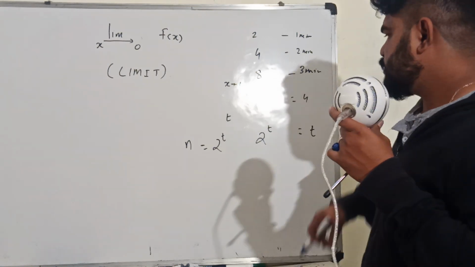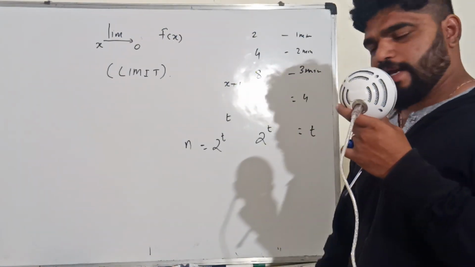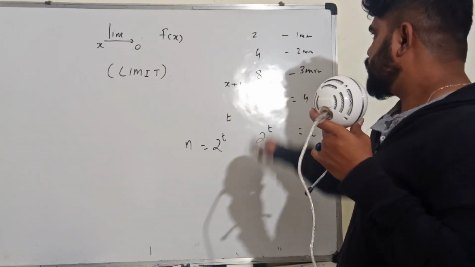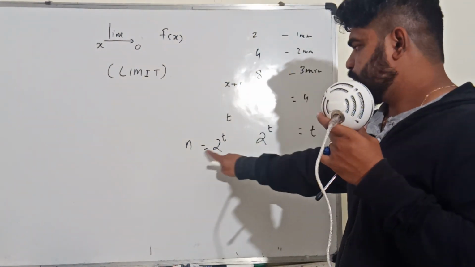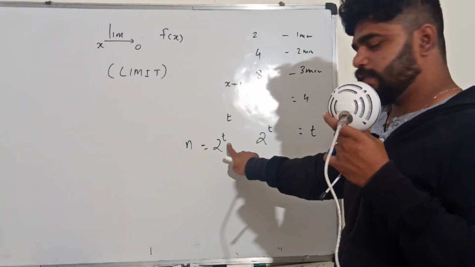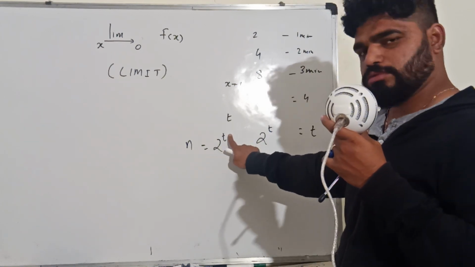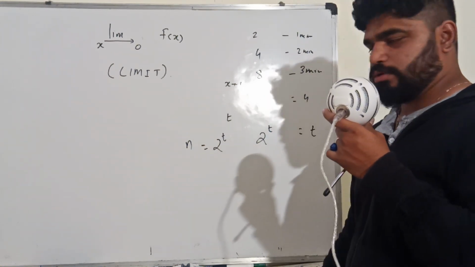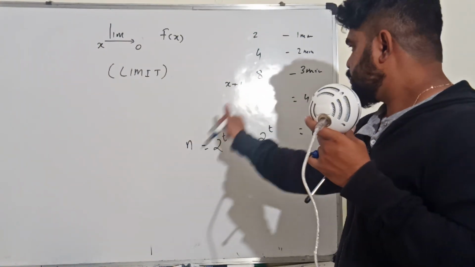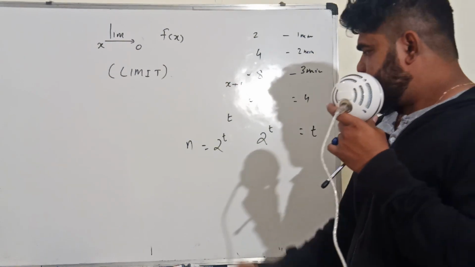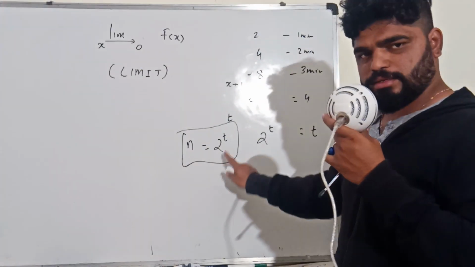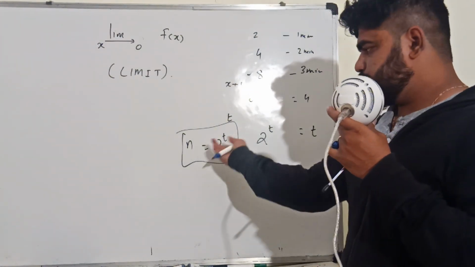Now in this equation I can put t equal to any value I want, and I am going to get how many bacteria there will be. Let's check whether it is true. When t is equal to 1, n is equal to 2. When t is equal to 2 minutes, 2 raised to 2, I am going to get n equal to 4. When t is equal to 3, I get 2 into 2 into 2 equal to 8. So I am getting all the values that I want, and this is the relation between the number of bacteria and the time.